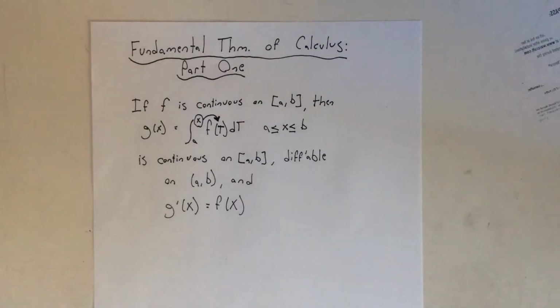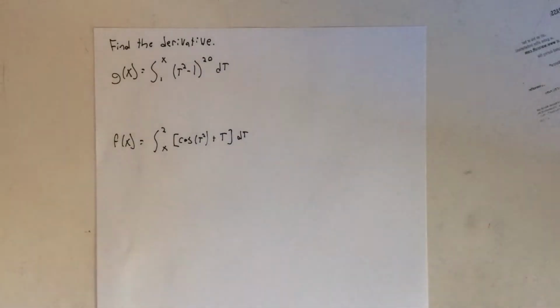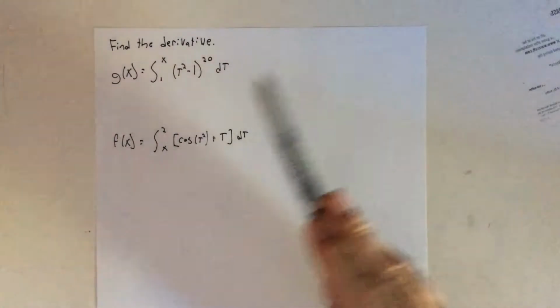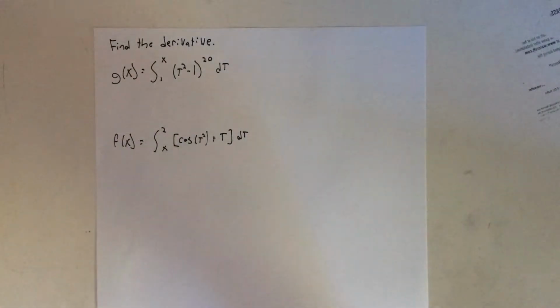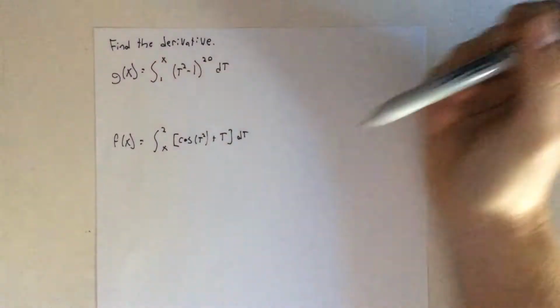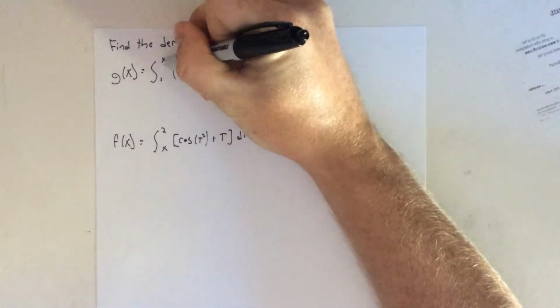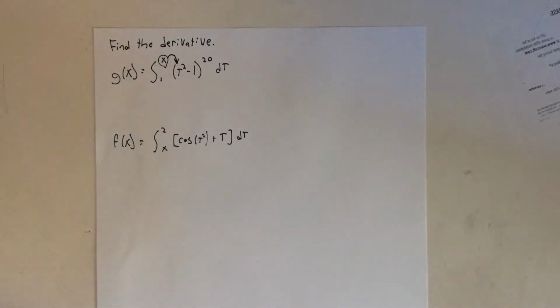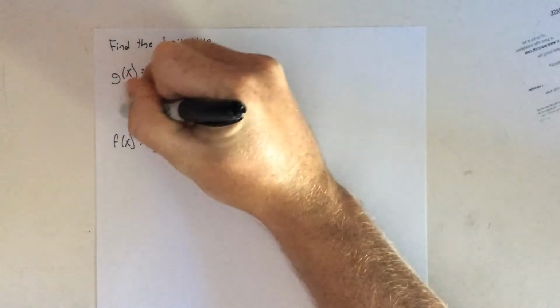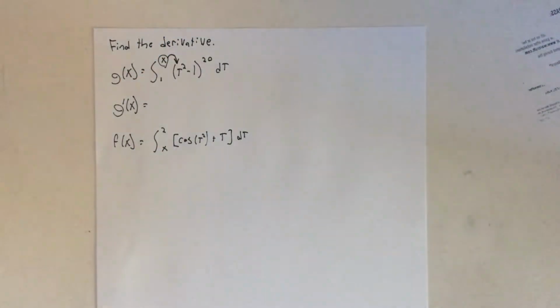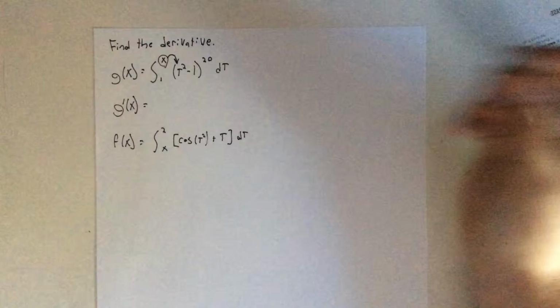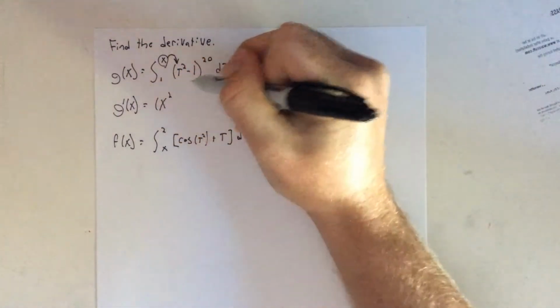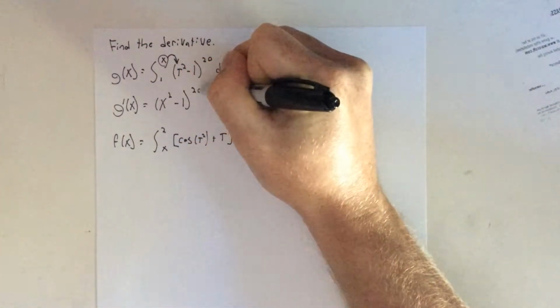And it's so simple, it's kind of hard. So let's move on. Alright, so let's do some example problems. The directions are asking us to find the derivative of these functions. And really, the only thing you need to do for the top one is take this x and plug it into the variable. Again, it's so simple, it can be hard sometimes. So that would equal x squared minus 1 to the 20th.